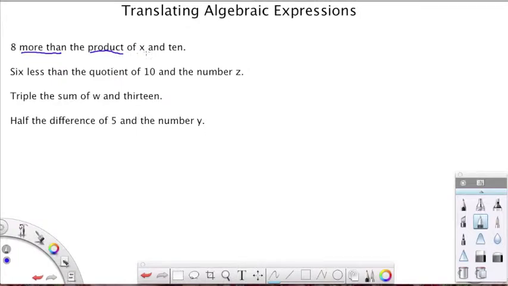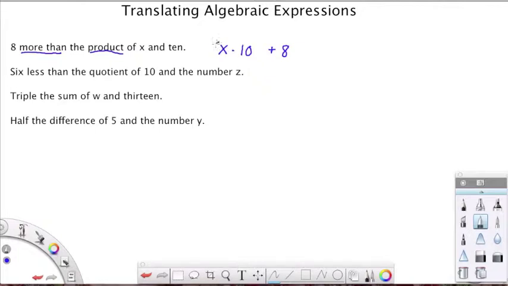And we know order of operations, that multiplication is going to come before addition. So although we could put 8 first when we write it out algebraically, we're still going to do the multiplication first. But let's see here. Let's focus on the product. The product of x and what? And 10. Now, due to the order of operations, we could stop right there and add 8 to it, because it says 8 more than the product of x and 10.